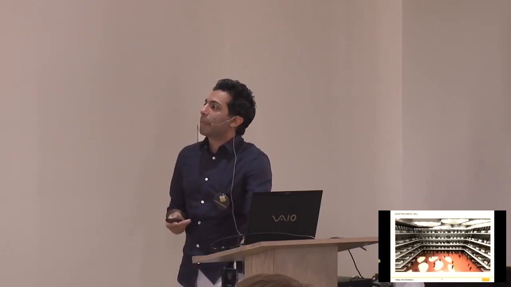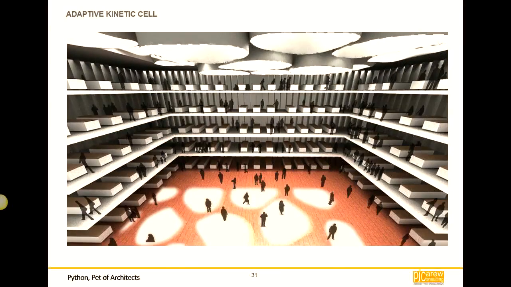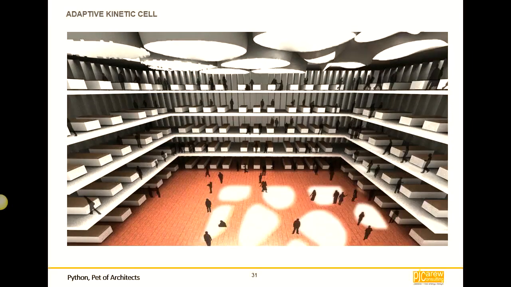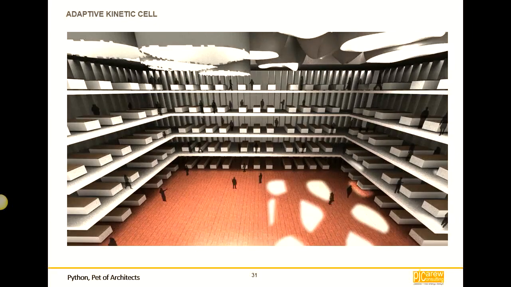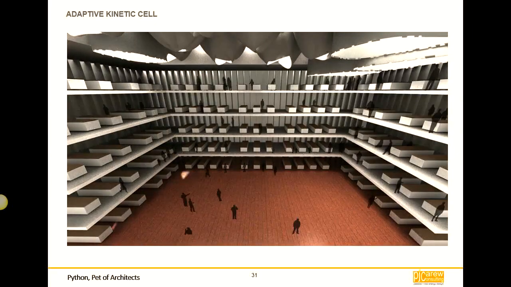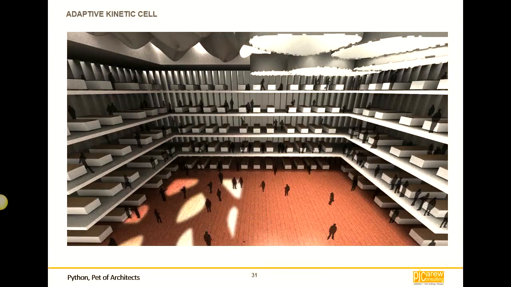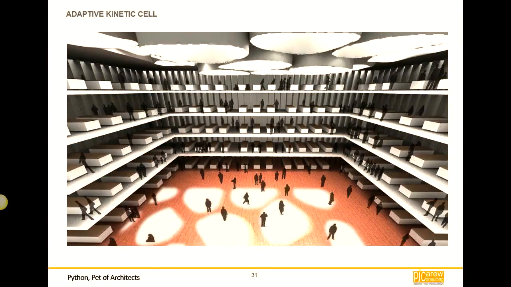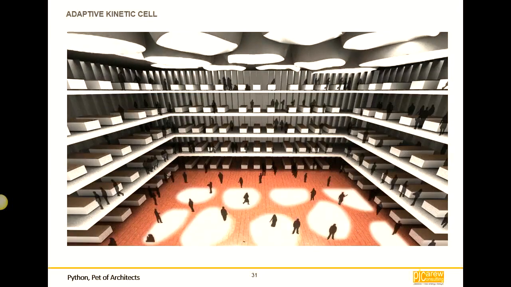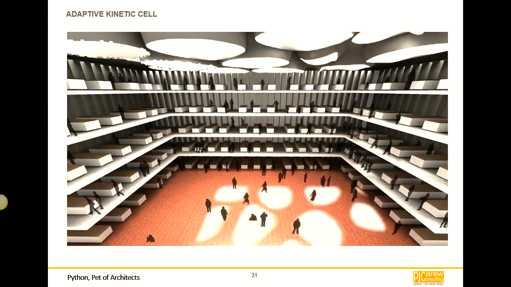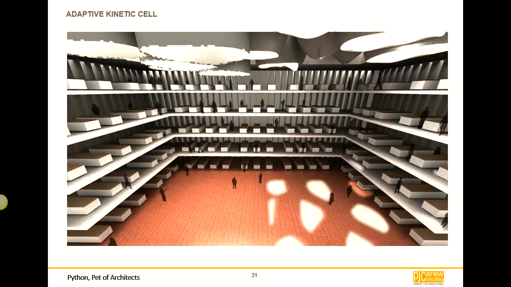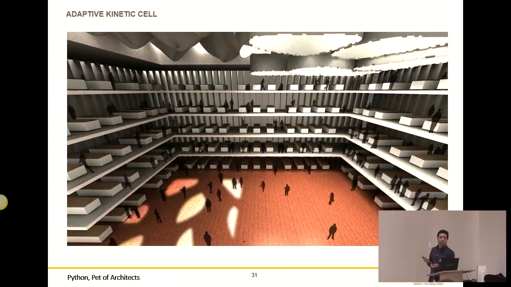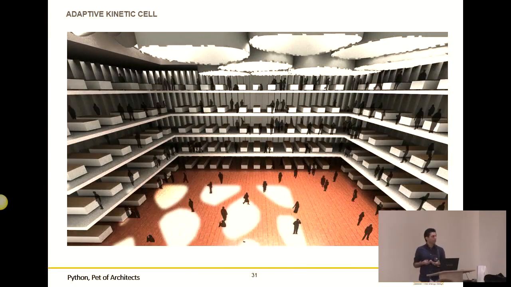Another example is using kinetic cells. These cells can be open and closed and something in between to manage the direct sunlight through the whole atrium. So we don't care about having direct sunlight on the ground floor. People like it. But we do have a problem if we have glare on desks, especially in libraries, offices, etc.